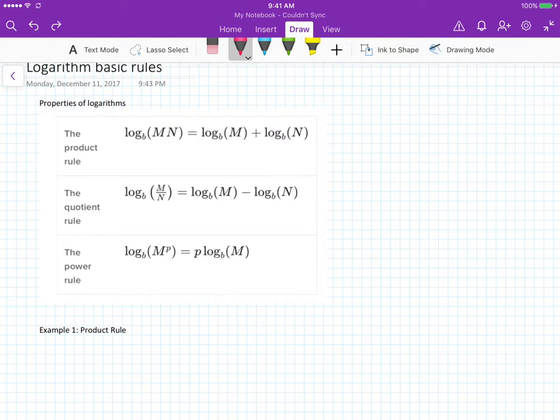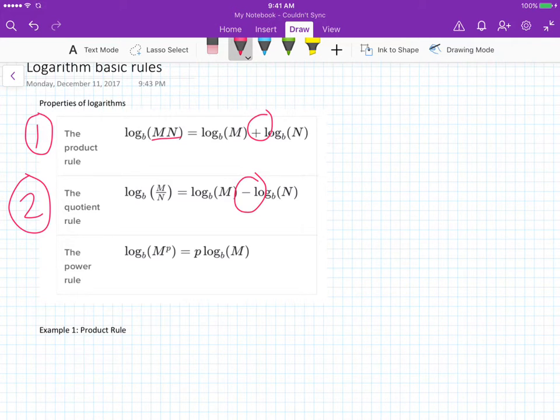There is the product rule. The product rule says that if you take the log of two numbers, m and n, times each other, you can split it up with an addition sign and split them separately, the log of one plus the log of the other. The second one is the quotient rule. The quotient rule says that if you take the log of two numbers that are being divided by each other, you can split those up as well and separate them with subtraction.